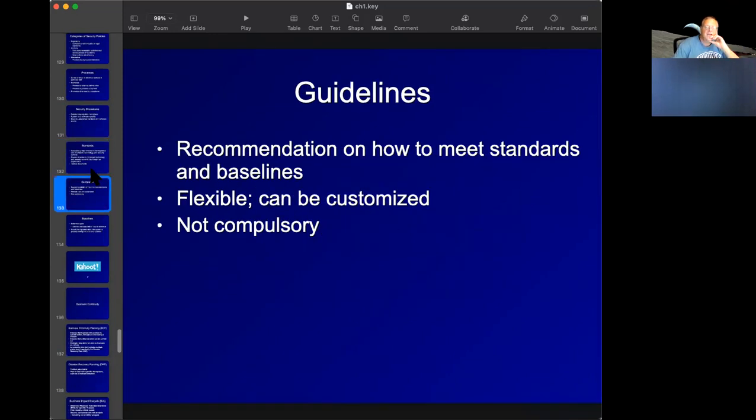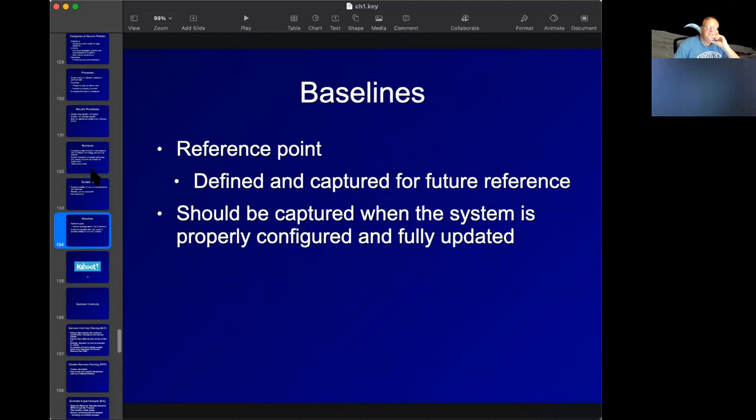And then you have guidelines, which are just more flexible recommendations, and baselines, which define a reference point so you can measure the state of your security or other configurations and then see how it changes.